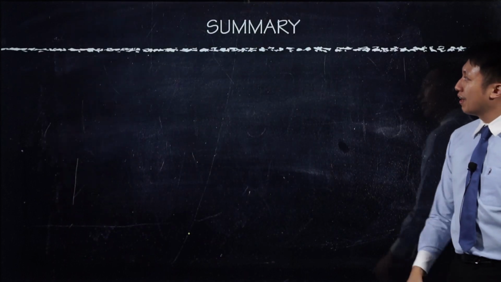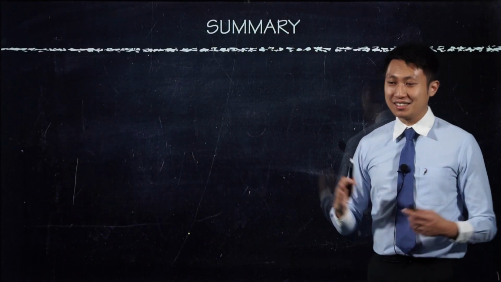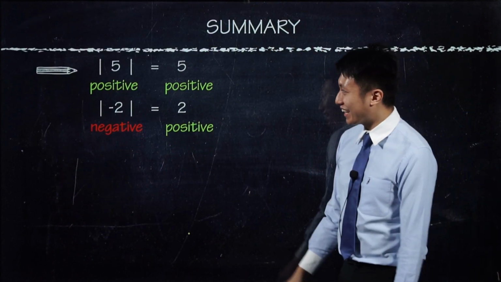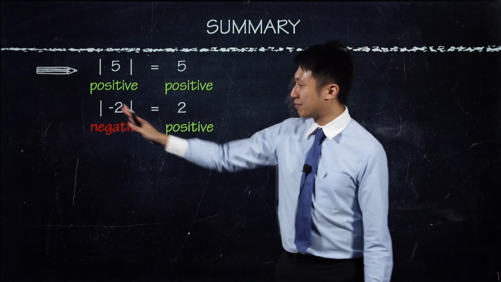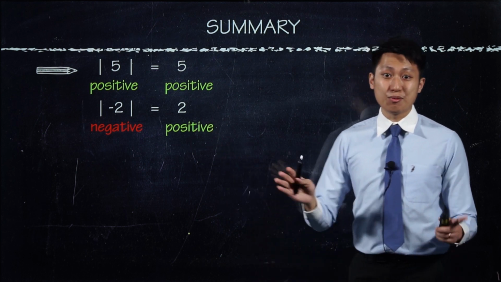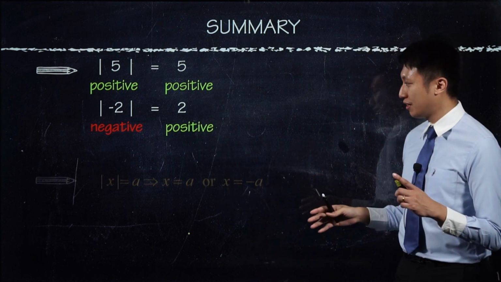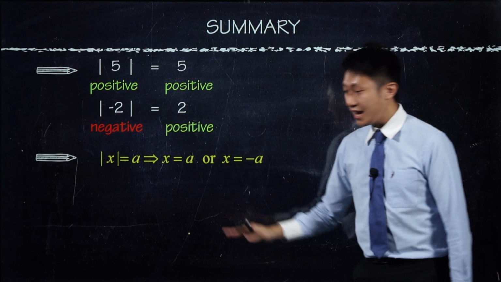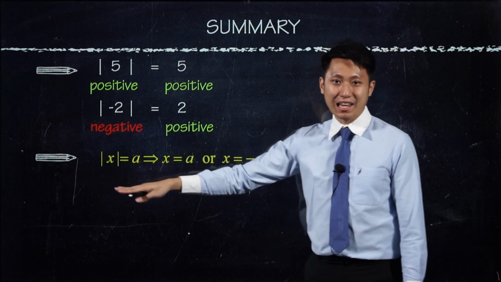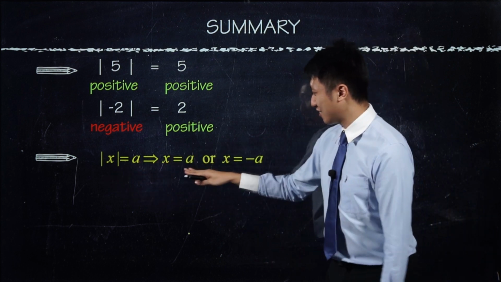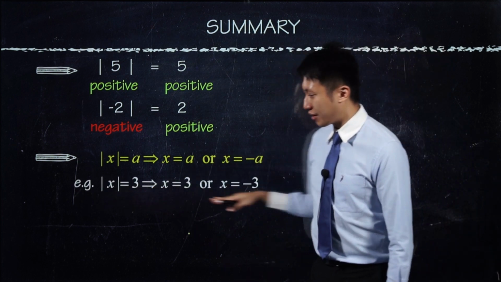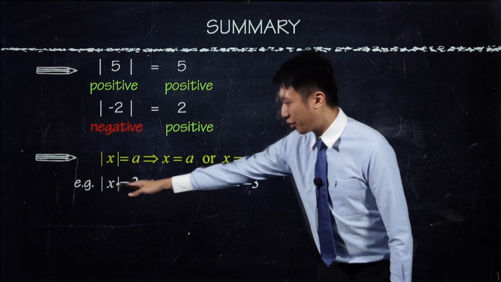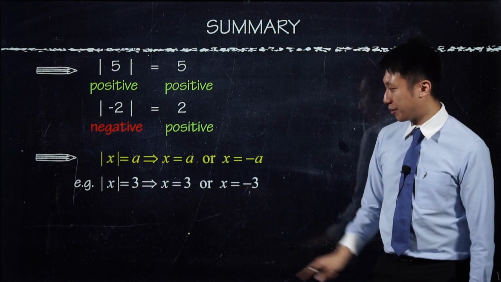Great. It's summary time, which means it's time to say goodbye. So you have modulus of 5 is equal to 5 and modulus of negative 2 is equal to 2. This one you must know. All the things that you must know. Modulus of x is equal to a, so x equals a or x equals negative a. For example, modulus of x equal to 3, then x is 3 or negative 3.